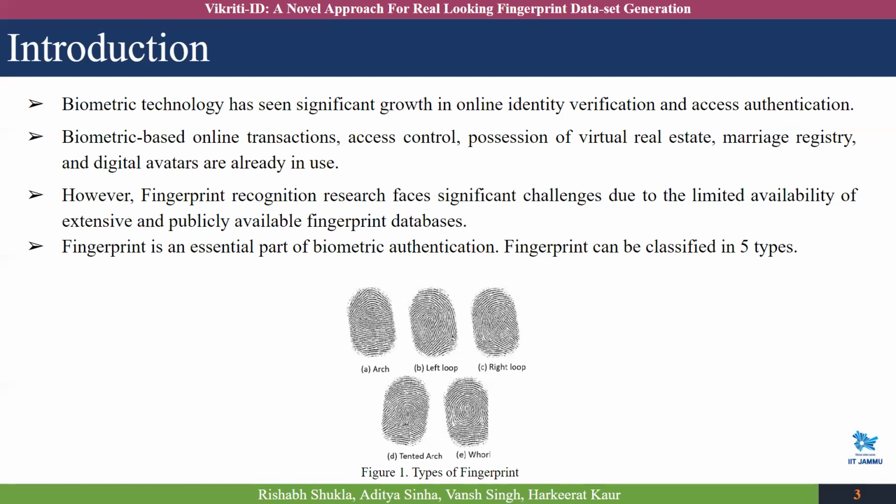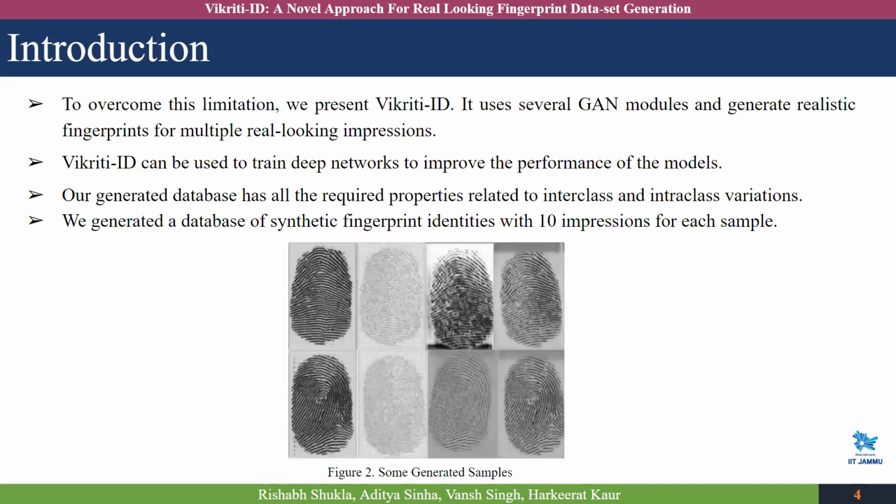As you know, there are five types of fingerprint: arc, left loop, right loop, pentatrack, and whorl. So what we did here, we tried to overcome this limitation by proposing our work, Vikriti-ID, which is a GAN model to generate realistic, unique IDs. I mean, unique fingerprints with some different types of impressions. We also tested our model by training a deep neural network to check if it is usable in real life or not, and we got a good result.